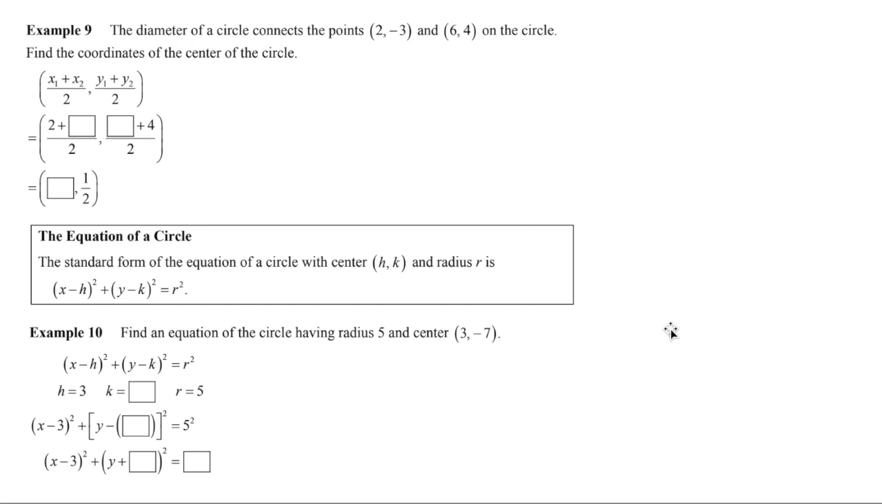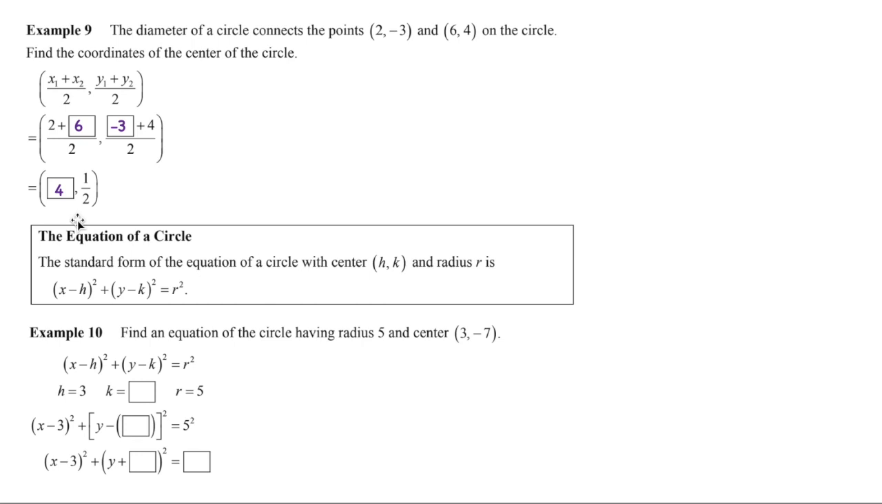Find the diameter of a circle that contains the points 2, negative 3, and 6, 4 on the circle. What we need to do then is find the midpoint. If we know that the diameter connects these points, we can find the center because the center would be in the middle of the circle when I go from one side to the other. Therefore, I can take 2 plus 6 and negative 3 plus 4, both coordinates divided by 2, or 8 halves, which is 4, and 1 half, which simplifies to half itself.